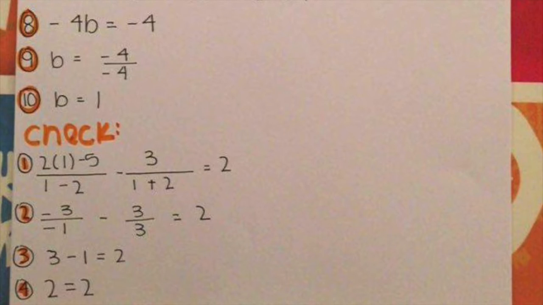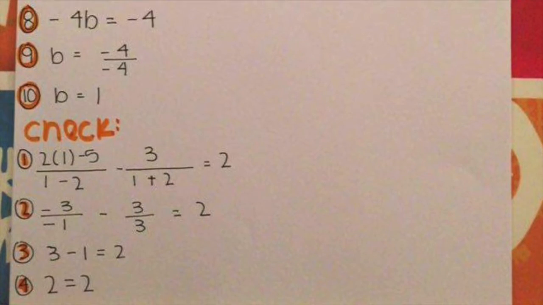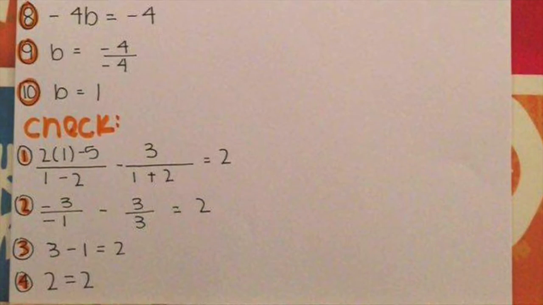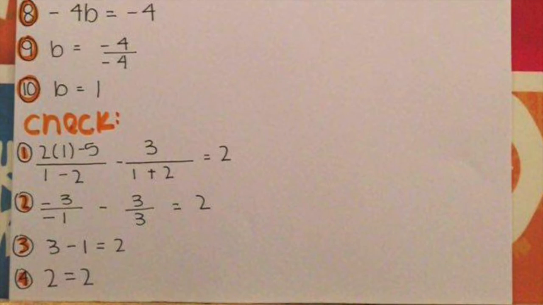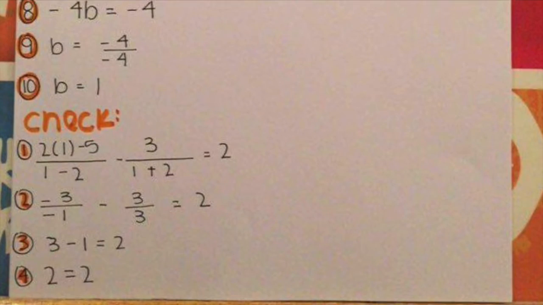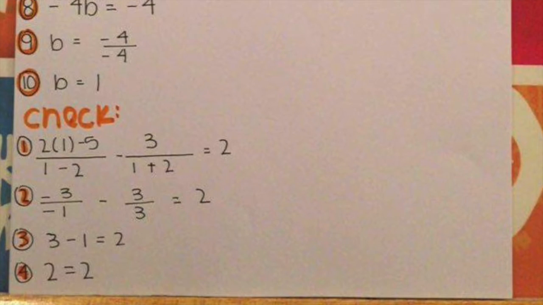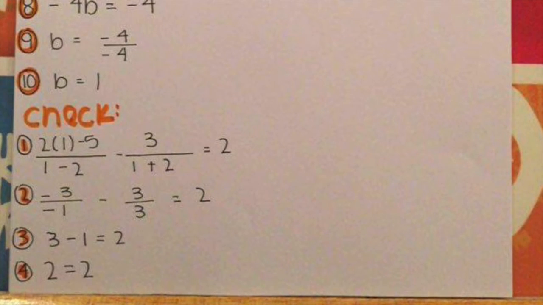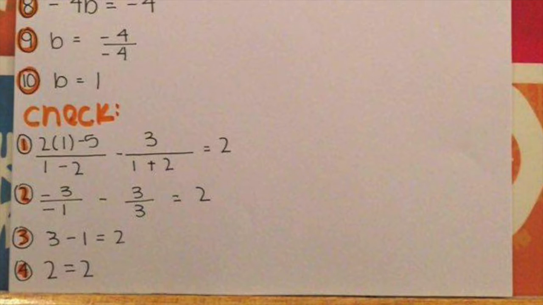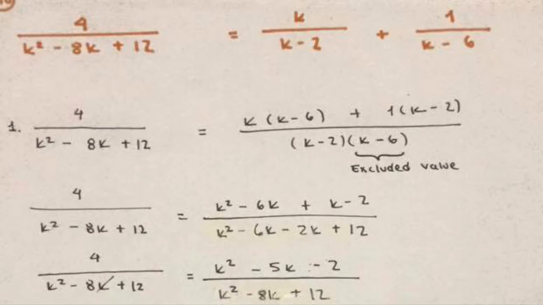So you will have 2 times 1 minus 5 over 1 minus 2 minus 3 over 1 plus 2 equals 2, which then you'll solve, and you have negative 3 over negative 1 minus 3 over 3 equals 2, which gives you a 3 minus 1 equals 2. So your answer would be 2 equals 2, and then you have your whole process correct.